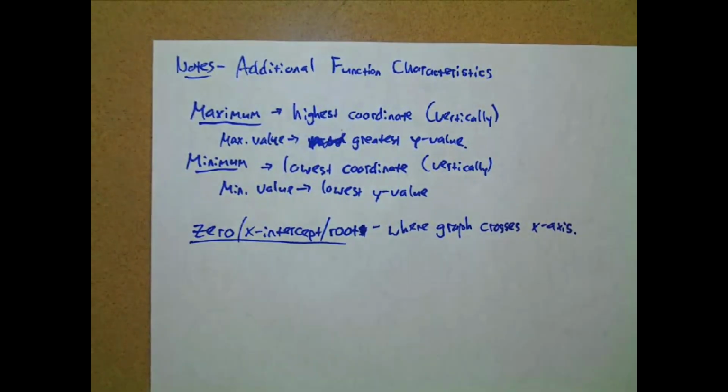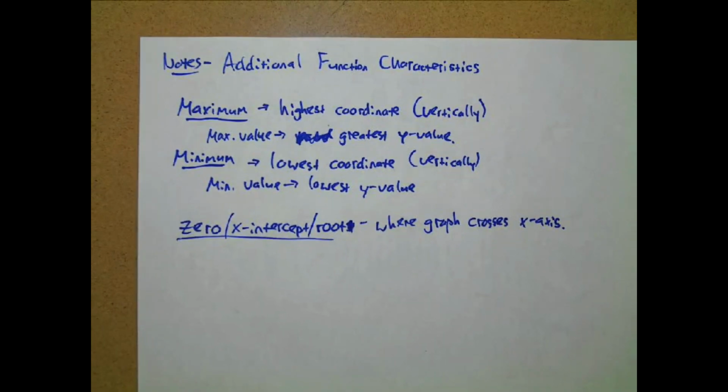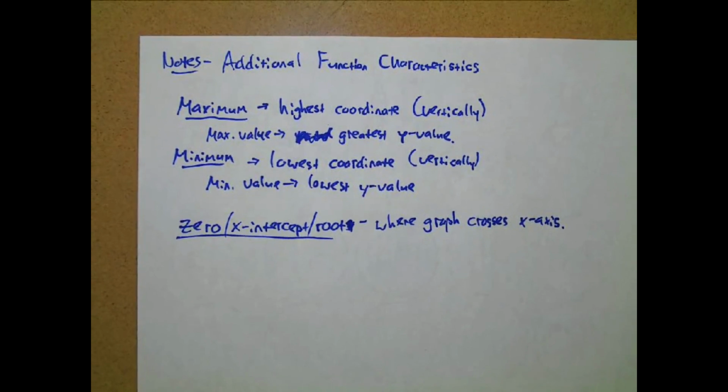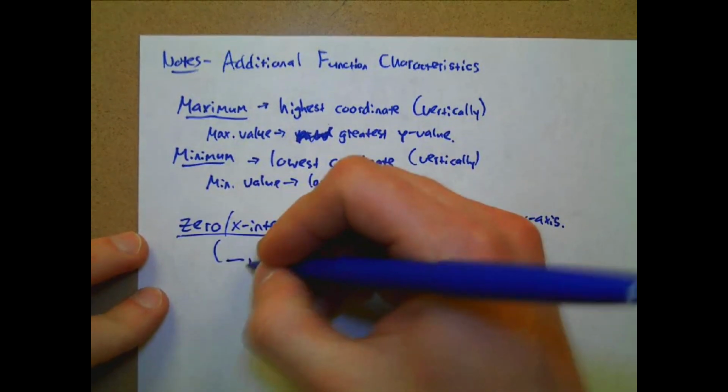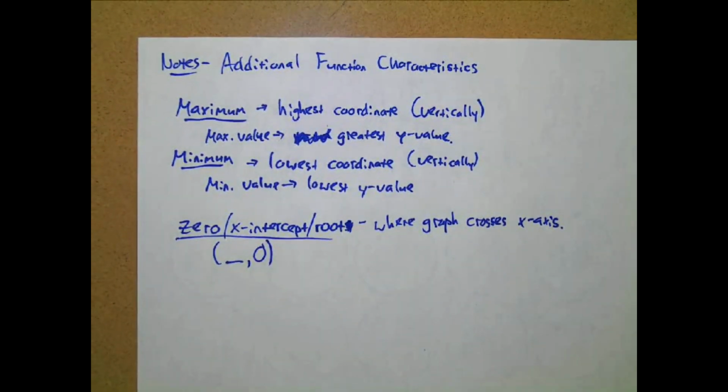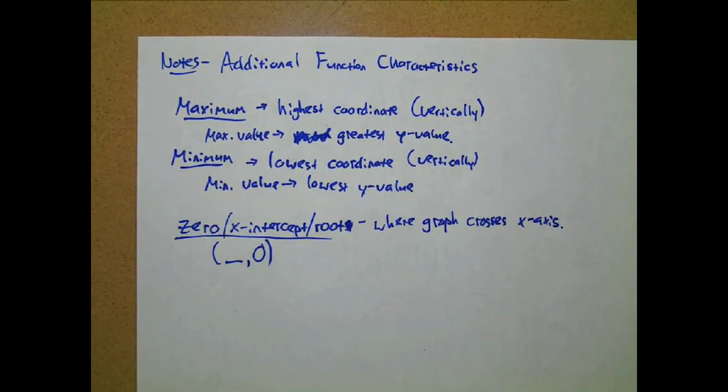Okay. What will be the y coordinate for a zero, x-intercept, or root? Always. If it crosses the x-axis, what's the y coordinate on the x-axis? 0, right? So it's always going to be the form blank, comma, 0. And so sometimes you don't even have to write the full coordinate because it's understood. If we're talking about an x-intercept, you can just write x equals 2, x equals 7, right? The 0 is understood, because if it's an x-intercept, the y coordinate will be 0. Just get the x one.